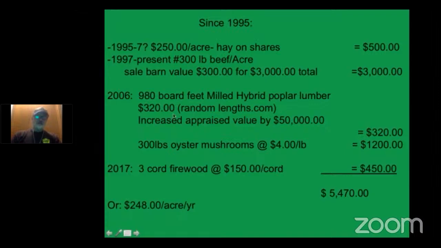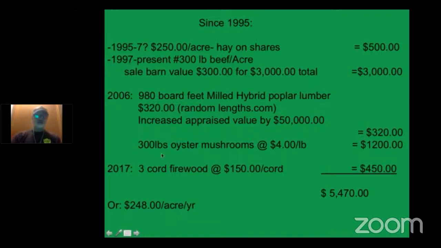However, so that's $320 cash, if I had sold it. I didn't sell it. I built it into a building that then increased the appraised value of the property from $50,000. So I got $300 worth of lumber. Instead of selling it for cash, I took the $300 worth of lumber and made it into a building that was appraised at $50,000. I think that's a pretty good return on my investment.